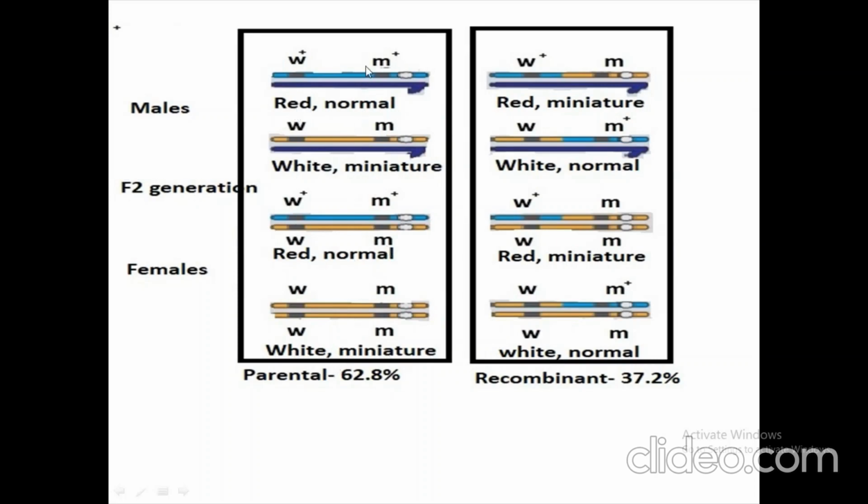So out of the total 100% flies, 62.8% showed parental phenotypes. Now 37.2% showed recombinant types. That is, white-eyed normal winged and red-eyed miniature winged. So they were recombinant types of phenotypes, not parental. They are non-parental, or recombinant types, that is 37.2%.